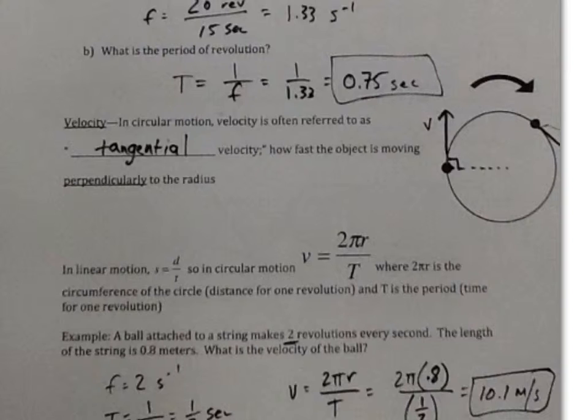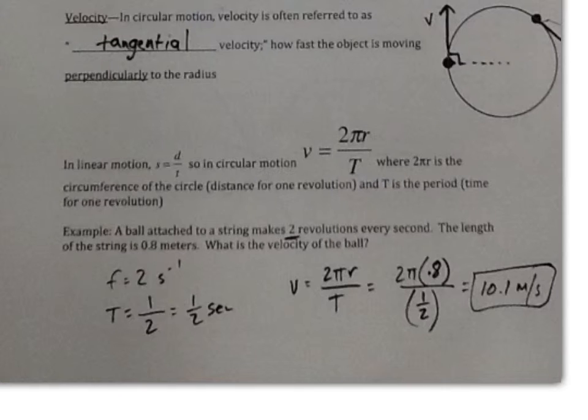In terms of velocity in circular motion, velocity is often referred to as tangential velocity, or how fast the object is moving perpendicularly to the radius. So that's what tangential means, perpendicular. So if we look at the picture to the right, if we have a ball on the end of a string moving in a clockwise fashion in a circle, at the point all the way on the left, at that instant, the instantaneous velocity, or in this case the tangential velocity, is pointed straight up. And as it moves around, it constantly changes direction.